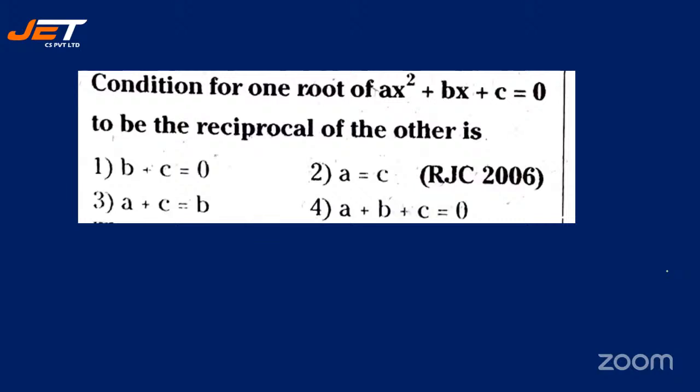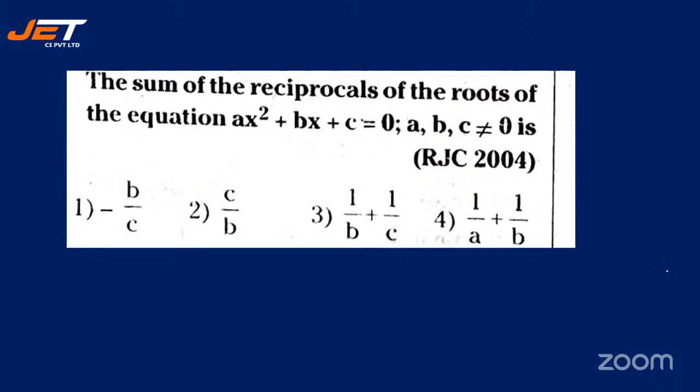Condition for one root of ax square plus bx plus c is 0 to be the reciprocal of the other is dash. B plus c is 0, a plus c is b, a is equal to c, a plus b plus c is equal to 0. So the condition to be the reciprocal of the other means a is equal to c. All right. See the next question.